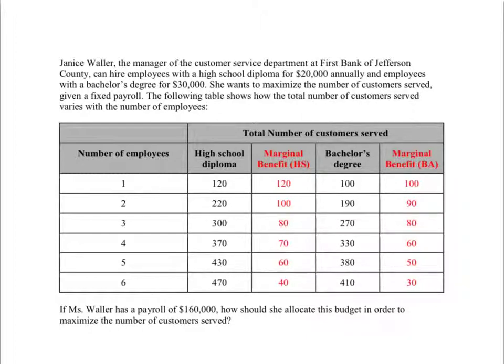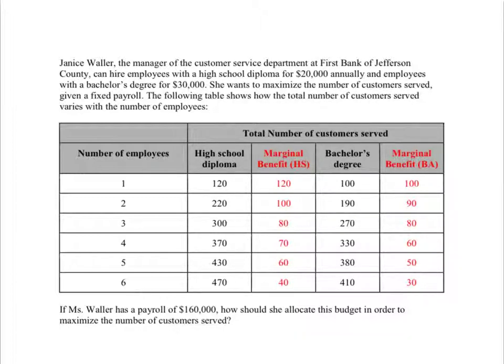Now, what do we do now? Well, remember Jane, Joe, and Joan, the previous problem. How did we determine which individual to hire first? Not by looking at the amount of sales they generate, but the amount of sales generated per dollar spent. We want to do the same thing here. It's not just a matter of hiring the employee with the greatest marginal benefit. We want to hire the employee that has the greatest marginal benefit per dollar.